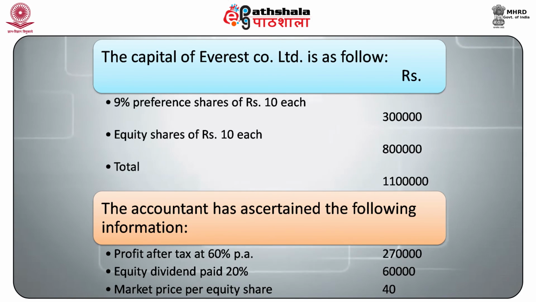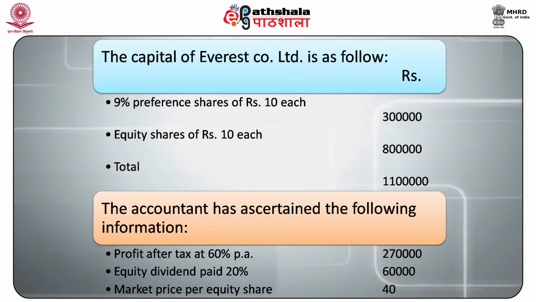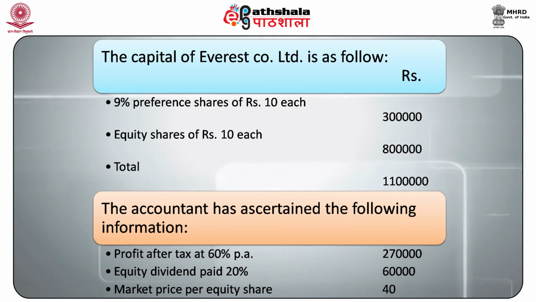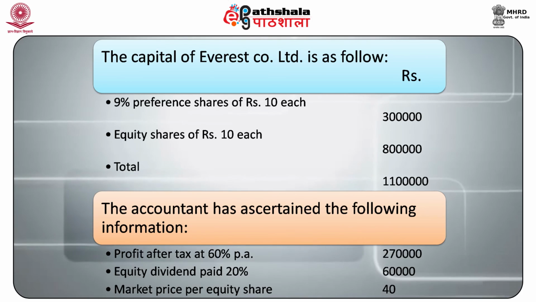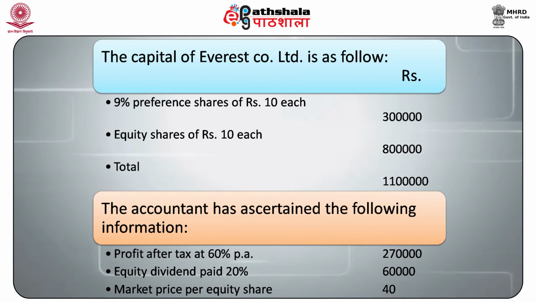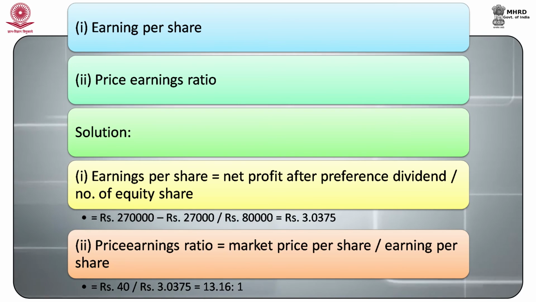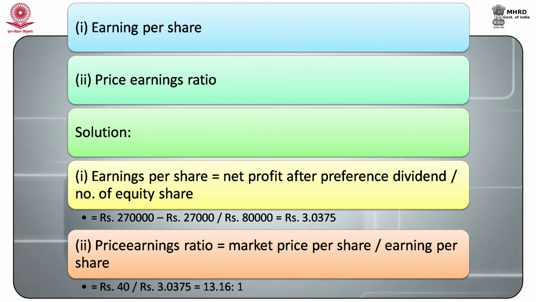The accountant has ascertained the following information. Profit after tax at 60% per annum is 2,70,000. Equity dividend paid at 20% is 60,000. Market price per equity share is 40. We are required to calculate the following: earnings per share and price earnings ratio.